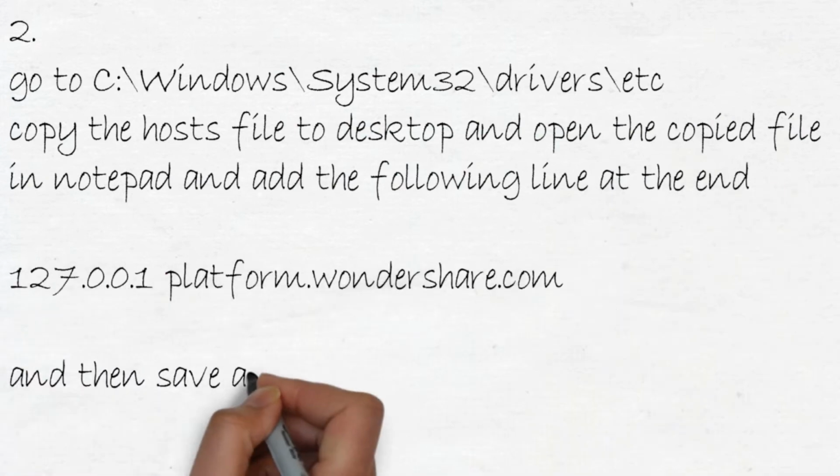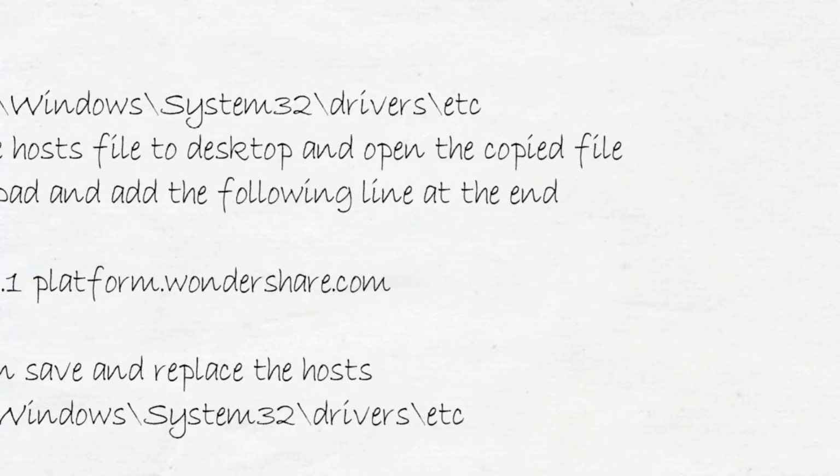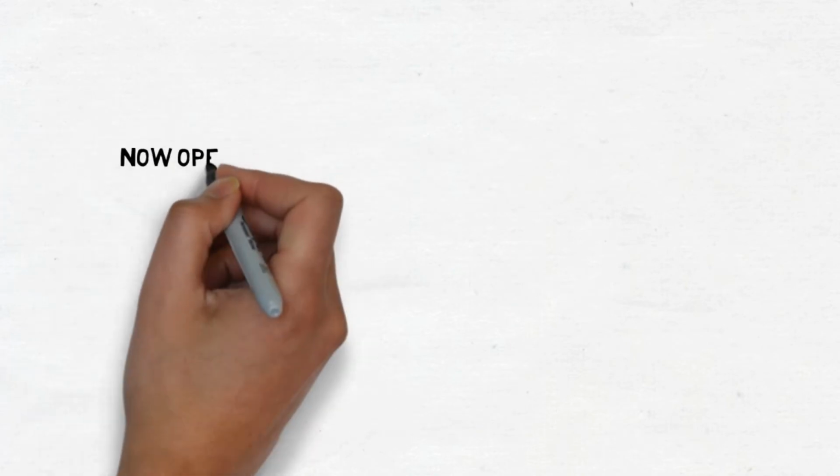Now the next step is to go to the following location, that is C:\Windows\System32\drivers\etc, and copy the hosts file at that location to your desktop. Now you have to open the copied file in Notepad and add the following line at the end, that is 127.0.0.1 platform.wondershare.com, and then save and replace the hosts file in C:\Windows\System32\drivers\etc. Your work here is now done.